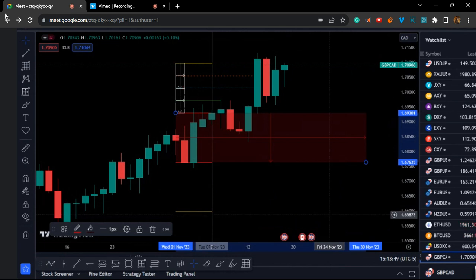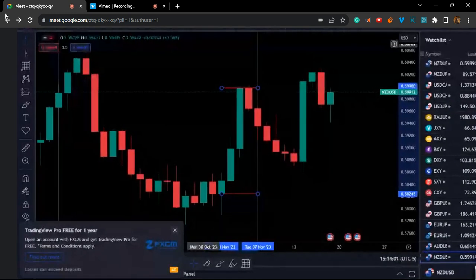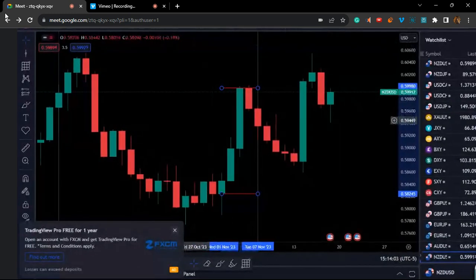So you're going to do the same thing for the other pairs. I'm about to show you something. Look at the other pairs and do the same thing. Which one did you just mark up? GBP CAD. Okay, go to GU. I'm about to show you something. Do it for GU since that's the main one you trade.